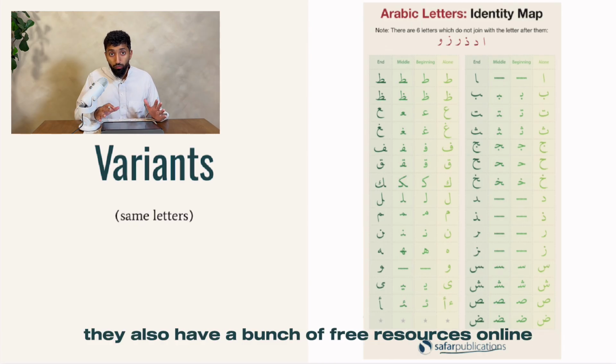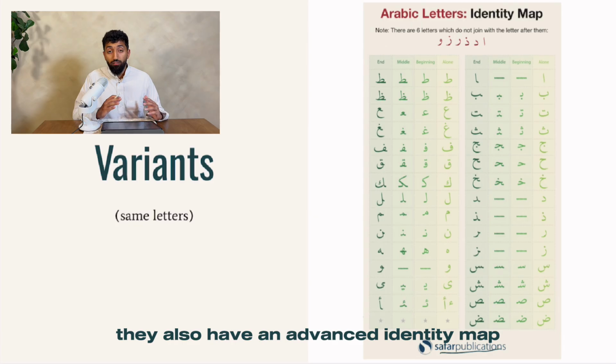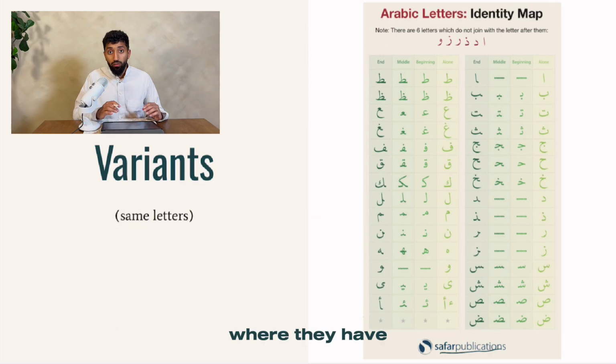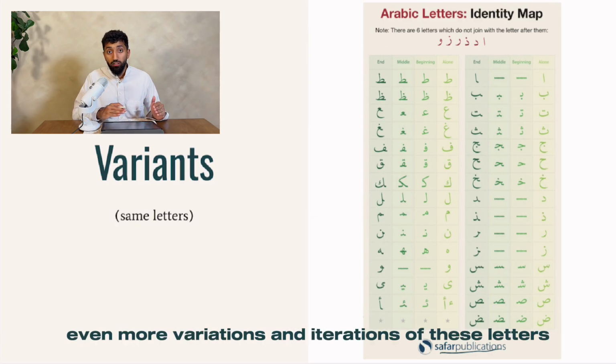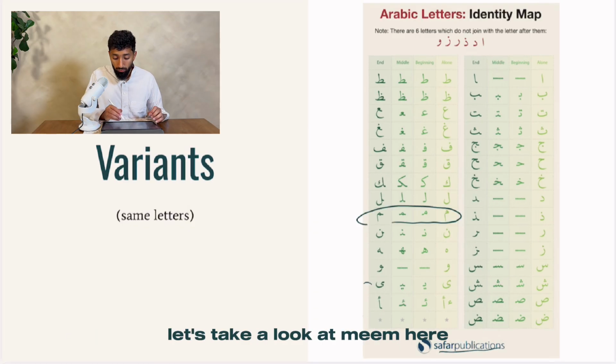They also have a bunch of free resources online that you can use too. This is where I got this chart. I like the way it looked. It's not comprehensive. They also have an advanced identity map where they have even more variations and iterations of these letters. But just for an example, let's take a look at meem here.